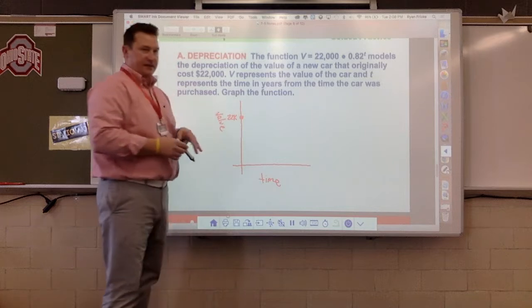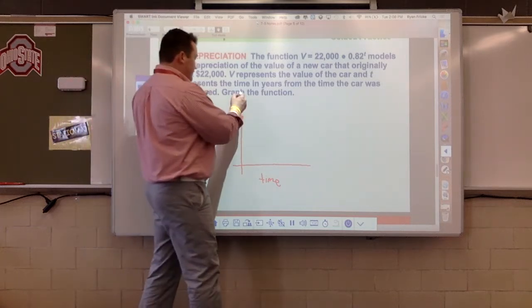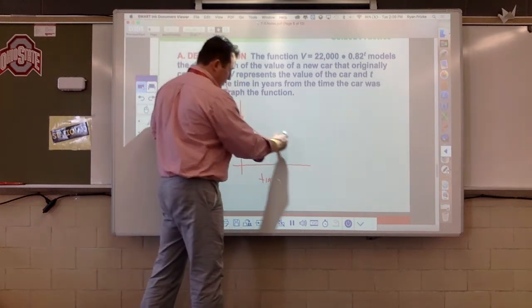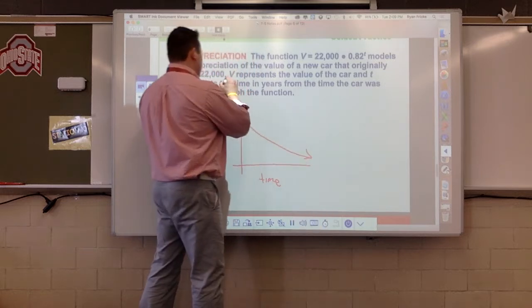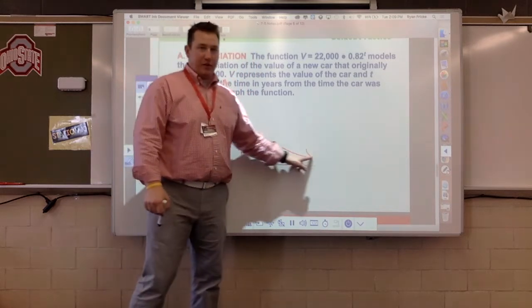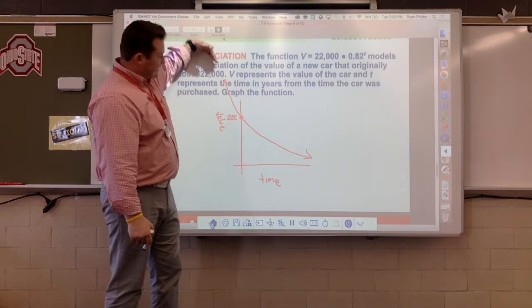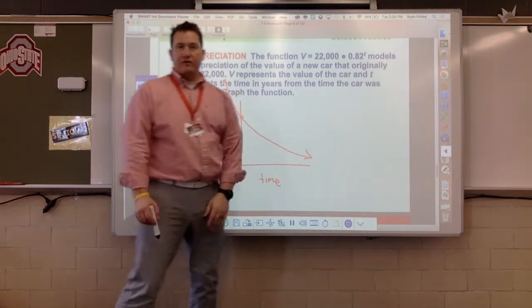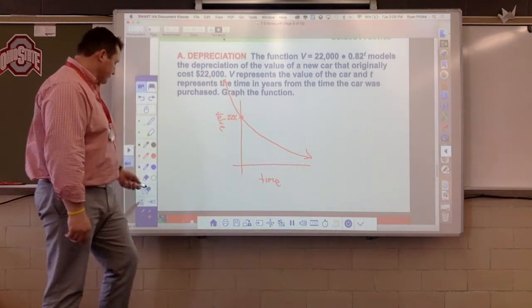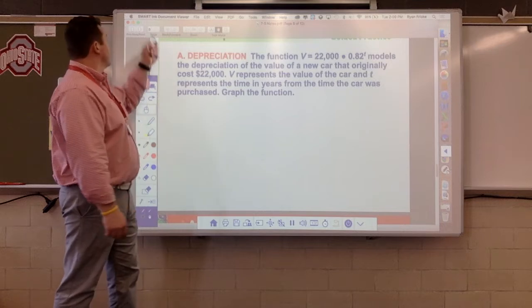How am I decreasing? Well, I'm decreasing at 18%. You don't have to be super accurate, you just have to have the general shape, which is, hey, it's decreasing really fast and then it slows down. So good to go there.